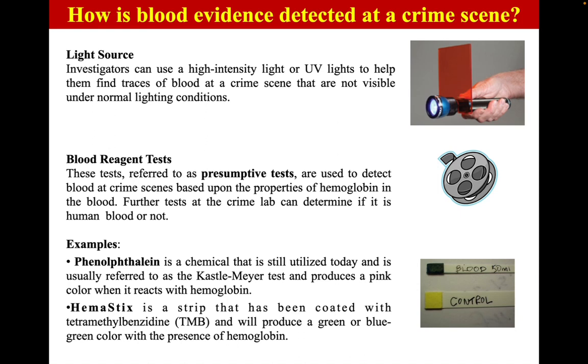So, some examples of these blood reagent tests: phenolphthalein is a chemical that is used. It's referred to as the Kastle-Meyer test, and it produces a pink color when it reacts with the hemoglobin in the blood. Hemastix is a strip that is coated with tetramethylbenzidine, TMB, and it produces a green or blue-green color in the presence of hemoglobin.